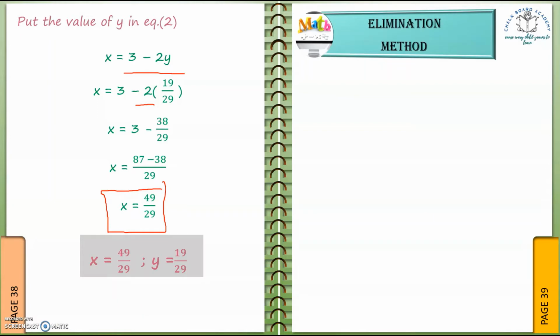Now we have another method called the elimination method. In this method also I am taking an example to make you understand clearly. So here we have two equations: x plus 5y is equal to 2, and 2x minus 3y is equal to 4. Now what I have to do here is consider any one variable out of these two. Either I am going to make the x coefficients equal in both equations by multiplying by a certain number, or I am going to make the y coefficients equal in both equations to eliminate them.